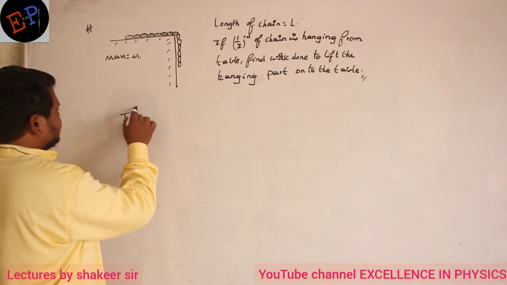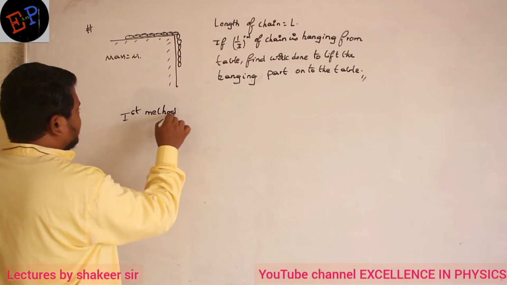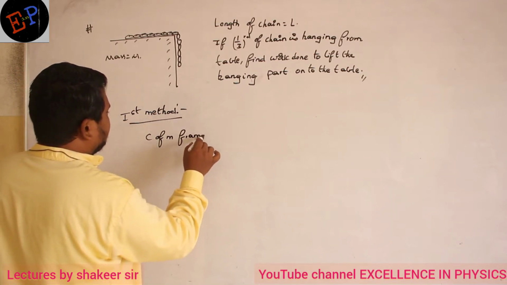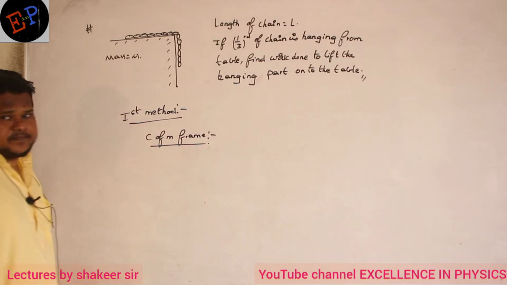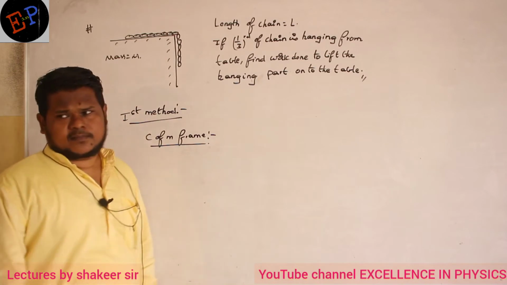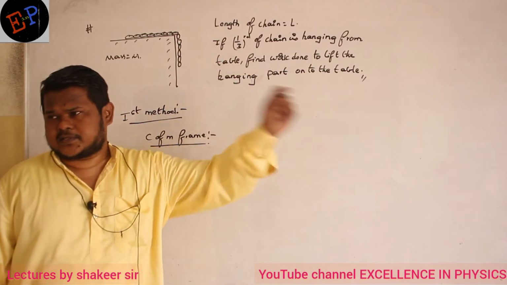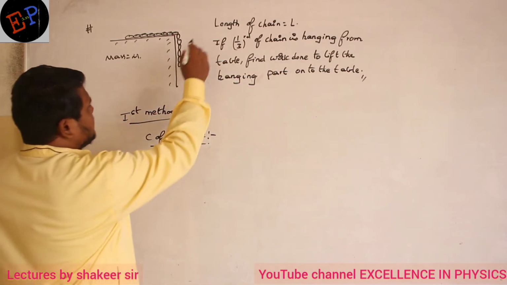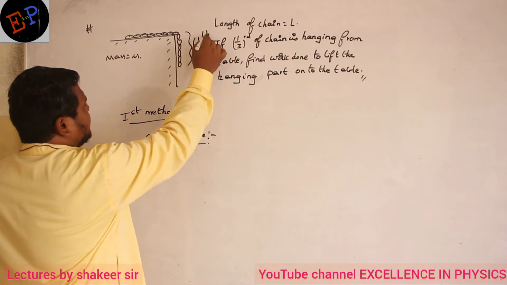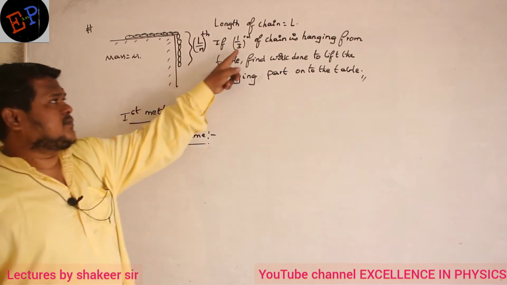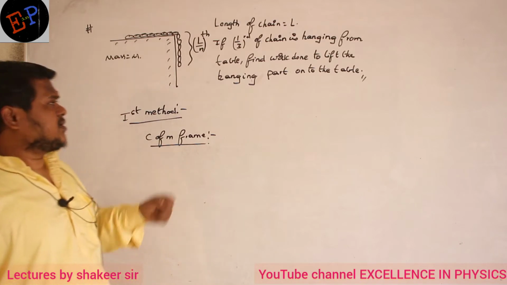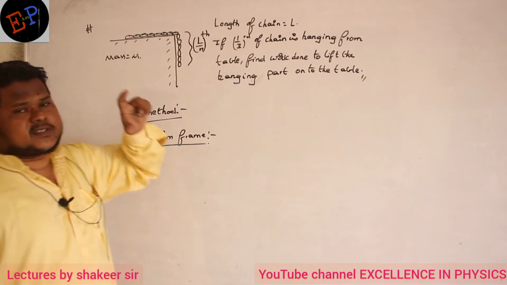So first method, clear, no? By using the center of mass frame, or by using the concept of center of mass. Are you able to understand? See, here first of all let us derive a general relation, then we will substitute the data which is given in the question. So listen very carefully. Let us consider L by nth part of the chain is hanging. So here n value is 3, no? 1/3 is hanging. So first of all we are deriving a general relation. So let us consider L by nth part of the chain is hanging.